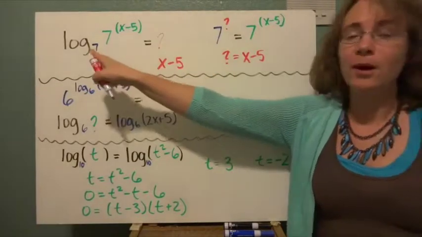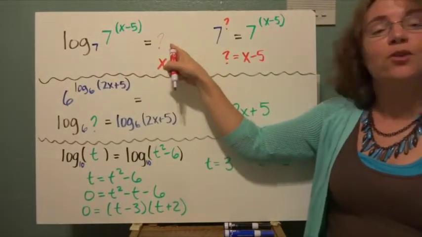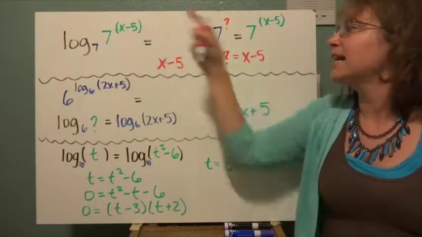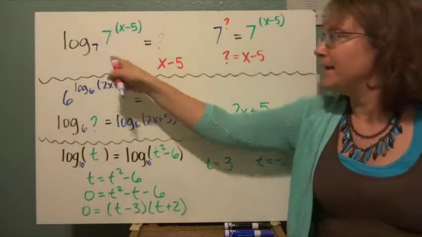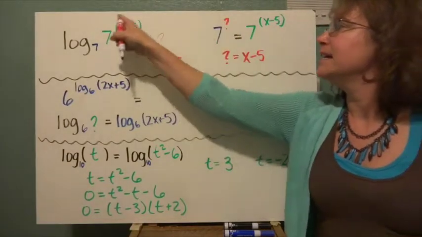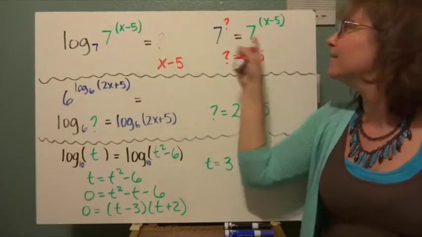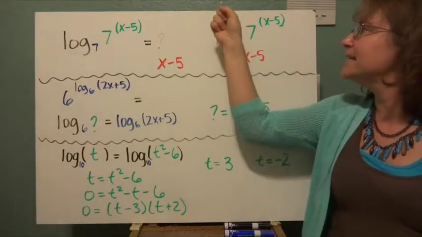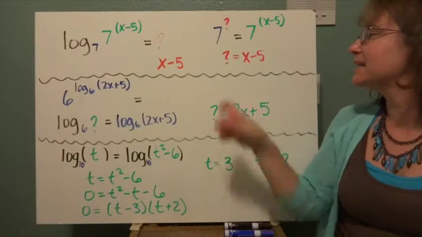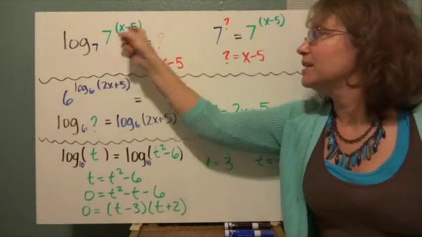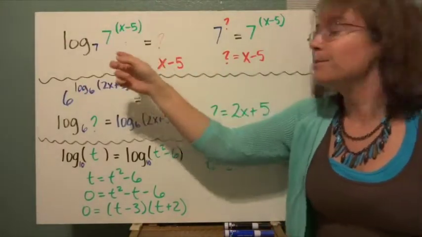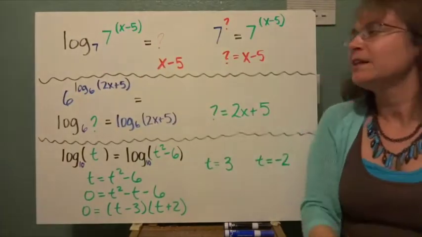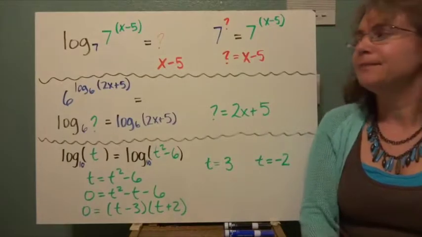in exponential form, I have 7 to the question mark is equal to 7 to the x minus 5. So my base to some power is equal to what I'm taking the log of, this 7 to the x minus 5. Well, now I have the same base, and I can see that this has got to be x minus 5. So the answer to this, and it's not really an answer, you're really just simplifying it, is x minus 5. Simple form of this is just whatever that power is.